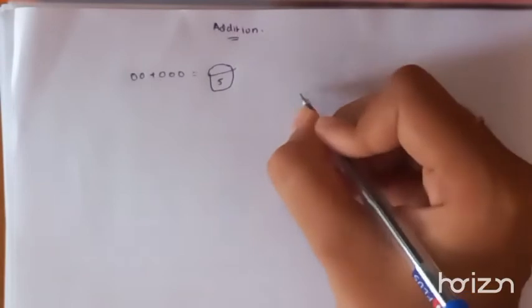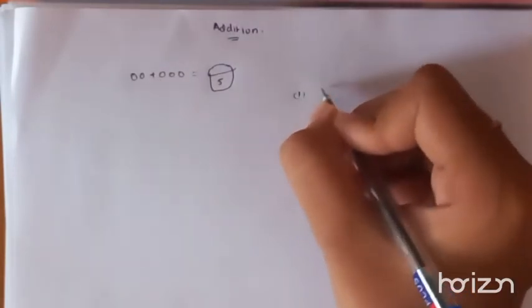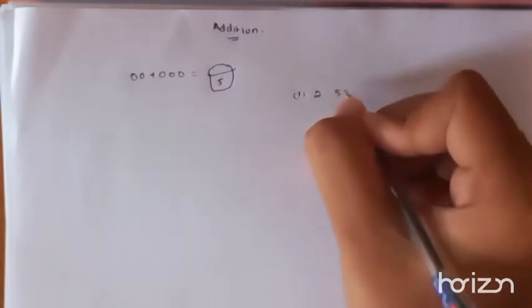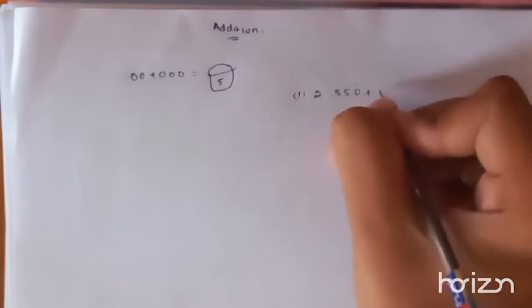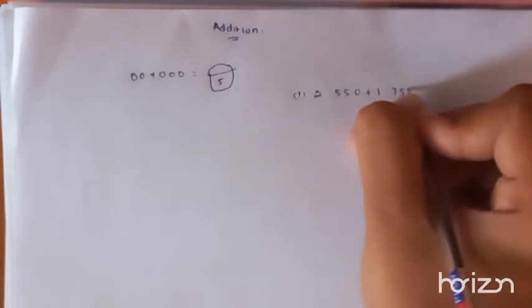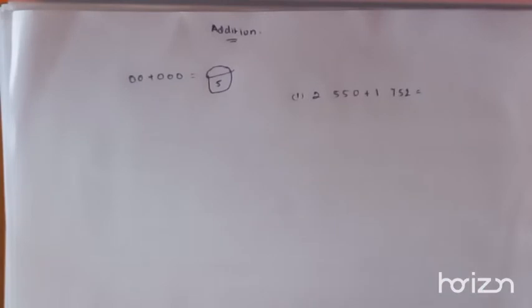But what if we have large numbers like 2550 plus 1752? In situations like these, we need to realize that drawing circles or using things is not going to work out, because these are extremely large numbers. So we need to use the column method of addition when we are working out these numbers.